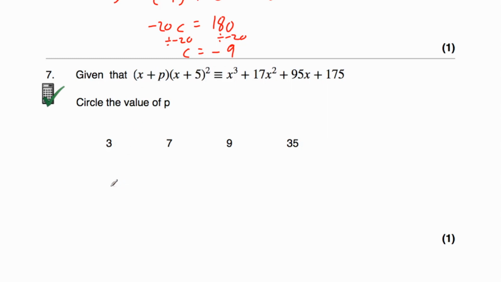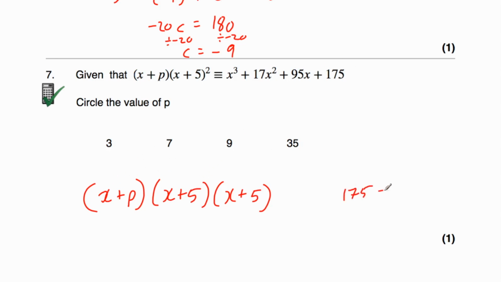So this is the same as x plus p, and then we've got x plus 5 squared, that means x plus 5 times itself, x plus 5. So they are our 3 brackets, and whenever we multiply these brackets out, the number term has to be 175. So that means if we do p times 5 times 5, that's equal to 175. So 5 times 5 is 25. So if we just divide 175 by 25, we can find p. So 175 divided by 25 is equal to 7. So that means that p would have to be equal to 7.